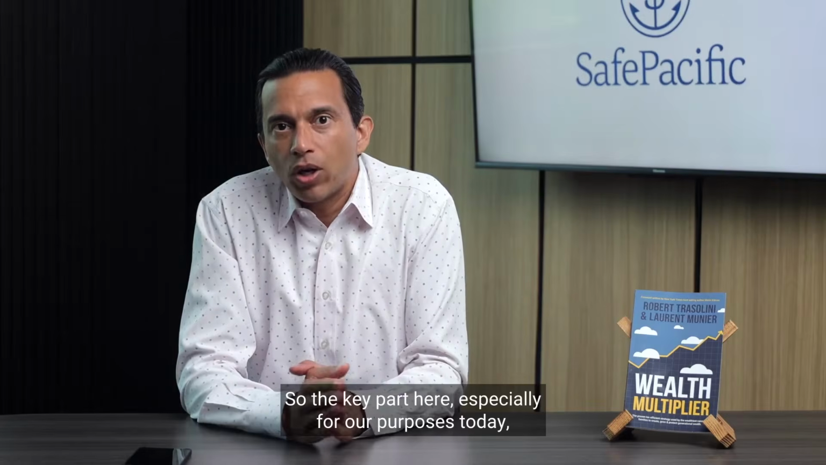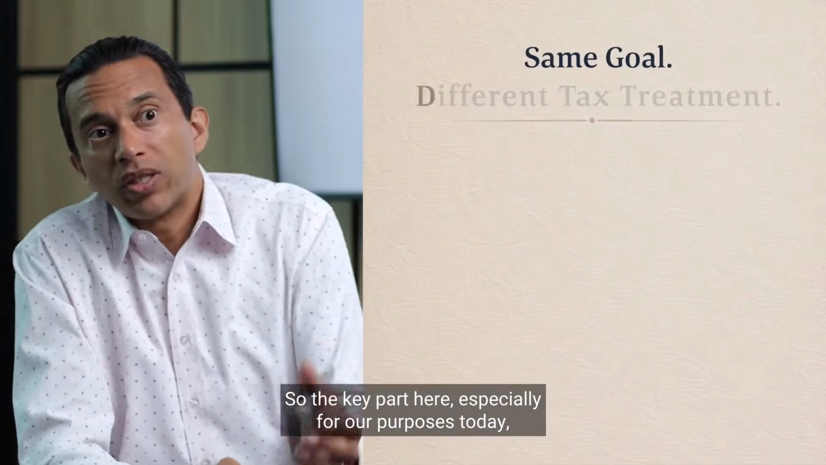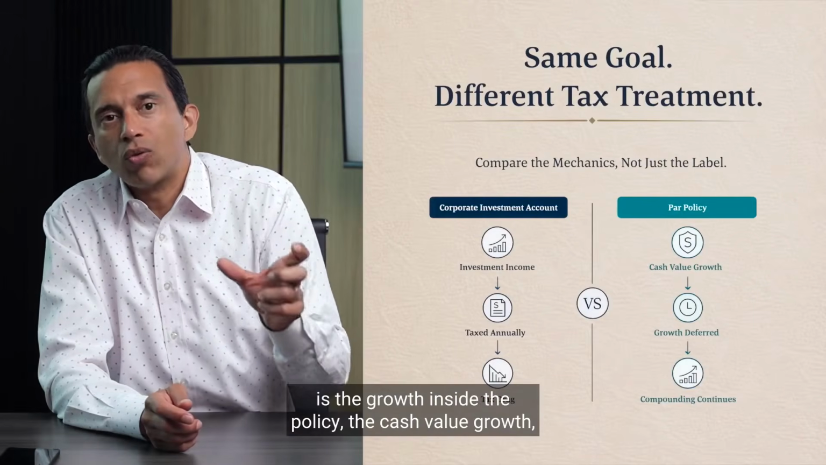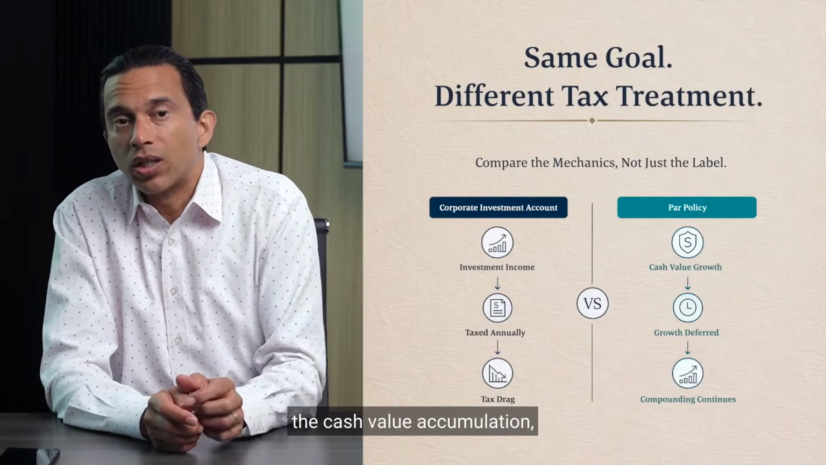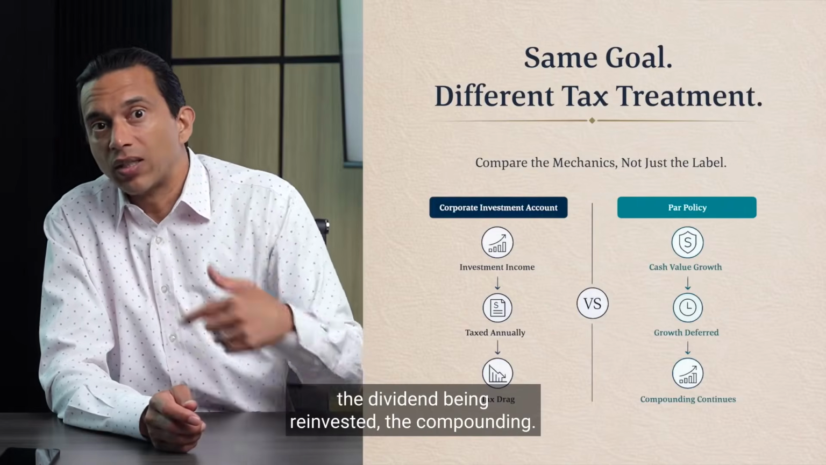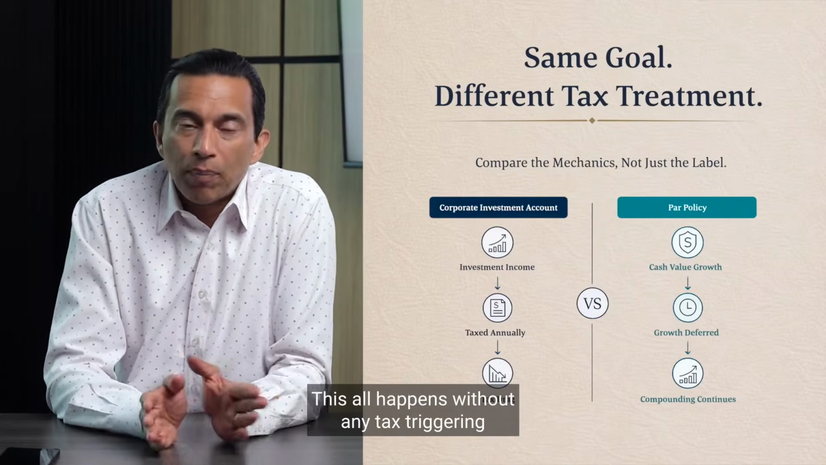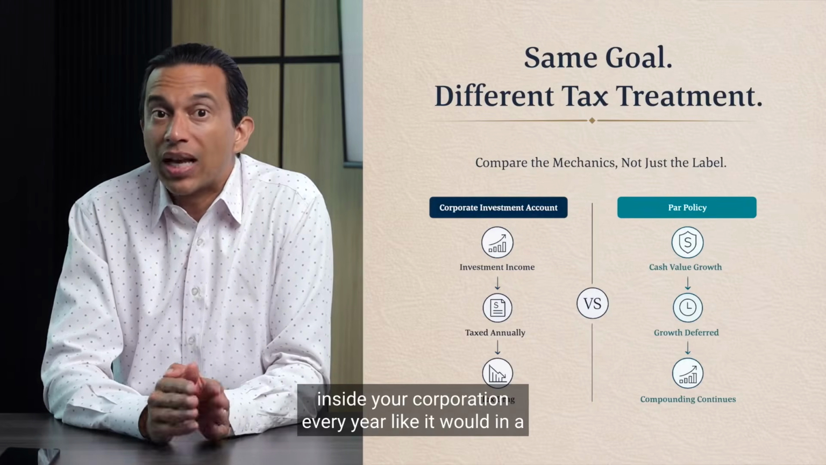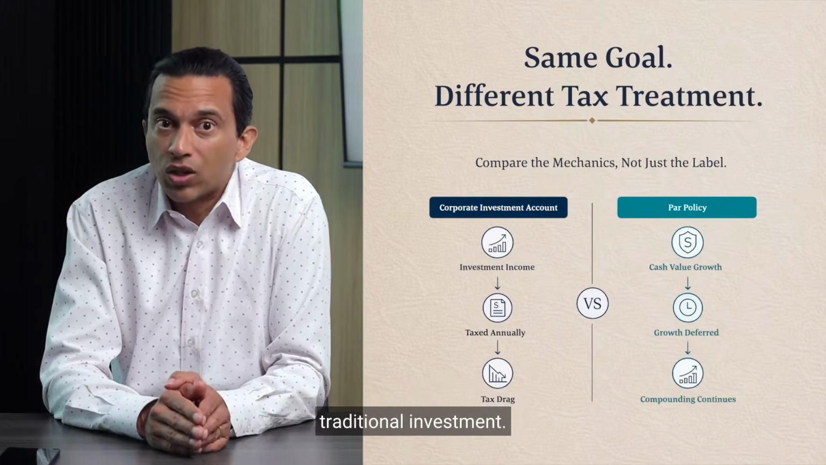So the key part here, especially for our purposes today, is the growth inside the policy: the cash value growth, the cash value accumulation, the dividend being reinvested, the compounding. This all happens without any tax triggering inside your corporation every year, like it would in a traditional investment.